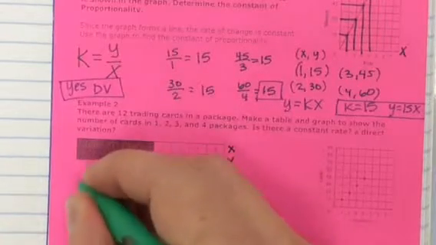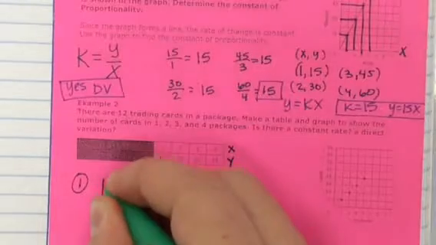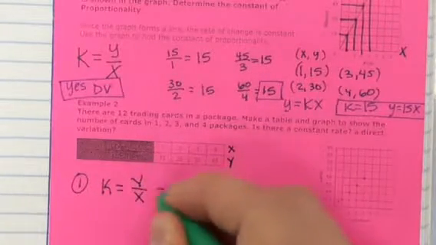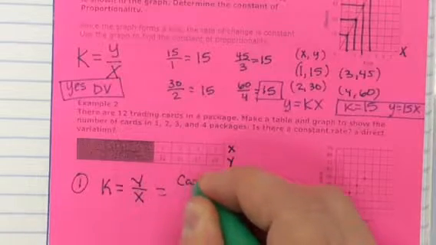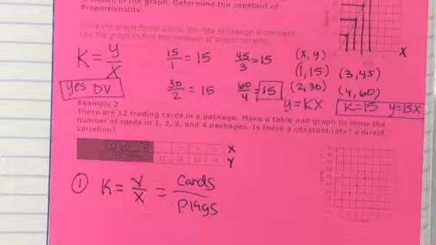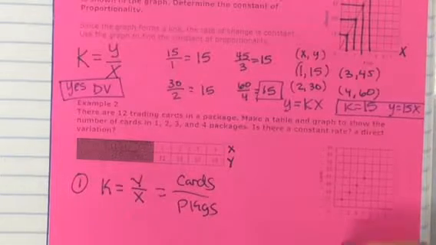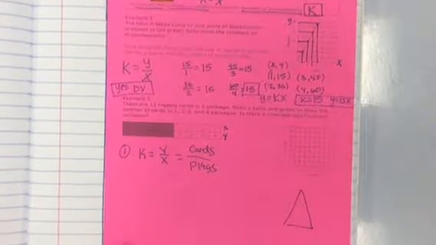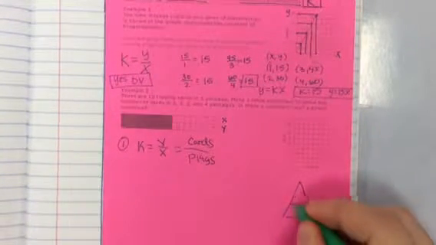So we'll go ahead and write our formula. It's k equals y divided by x. And that's cards to packages. The other thing I want you to do is draw a little triangle over here, off to the side a little. If you can, there you go.